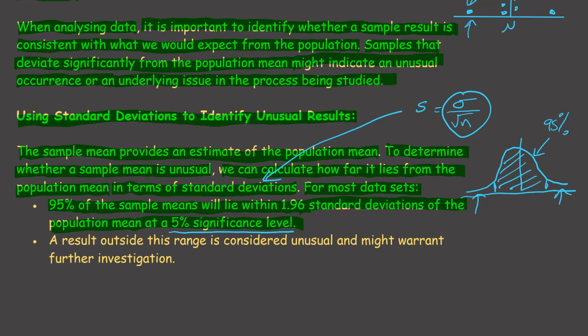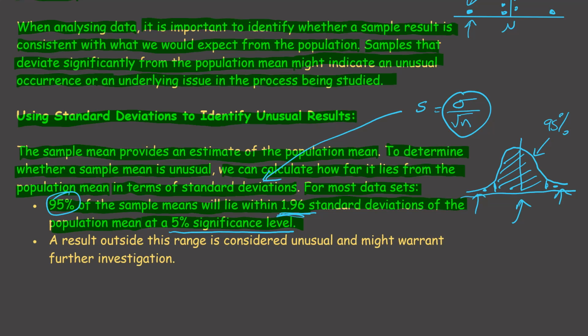So if you get something out here or out here, it's part of the 5% that don't fit within 1.96 standard deviations of the mean. That 1.96 is just a z-score. It's what you get from a center, like I've drawn here, and using 0.95 in an InvNorm on your calculator.